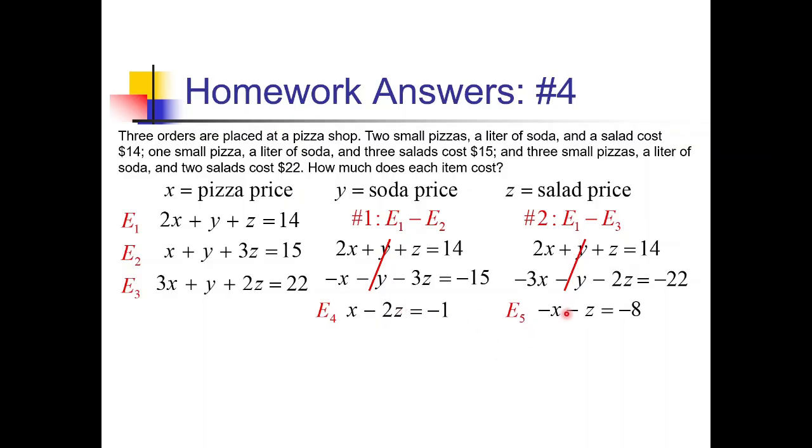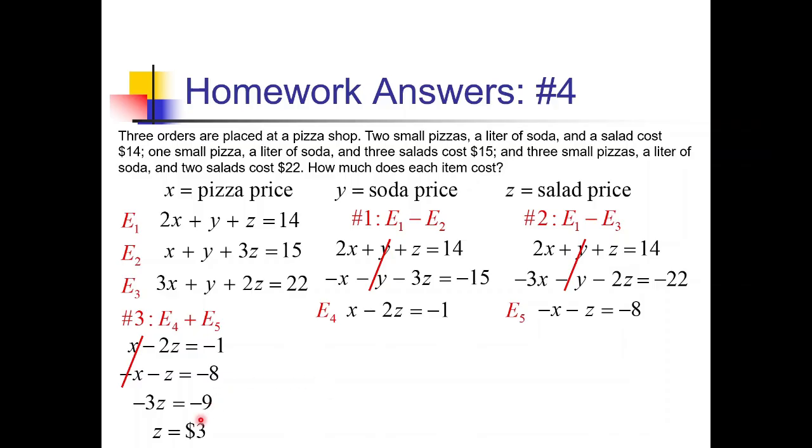Now here's my 2 new equations that each have the same 2 variables. I'm going to play these off of each other. If I add them together right away, will anything cancel? Actually, it will. The x's are going away. So let me just do E4 plus E5. Hey, why not? So I'll just cut and paste E4 and E5 directly down here. Add those together. X's are gone. We have a -3z equals -9. And we see by doing this that z then must equal +3. So that's $3 for a salad.